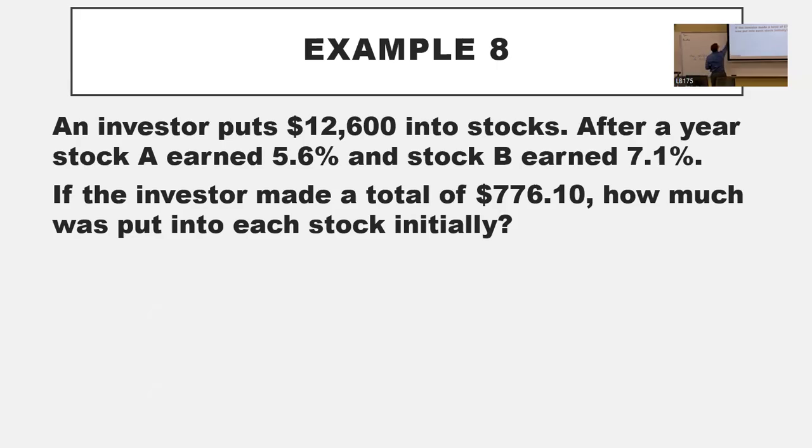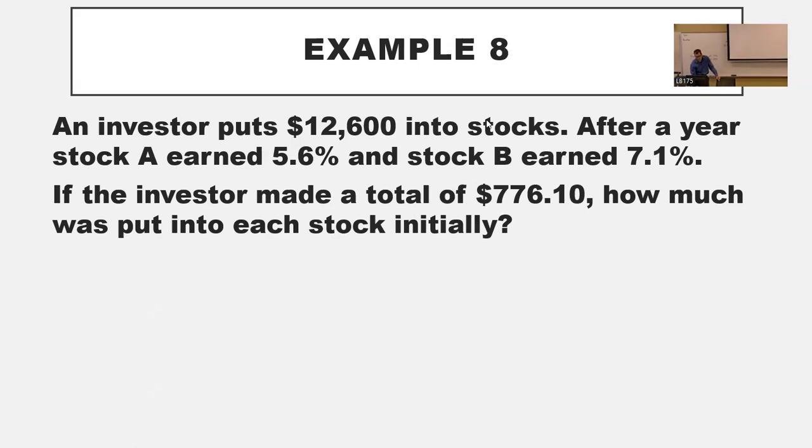So A, I'll write as the amount they put into stock A. B, I'll write as the amount that this person put into stock B. And then they made 776.10 total. The question is, how much did they put to each stock initially?